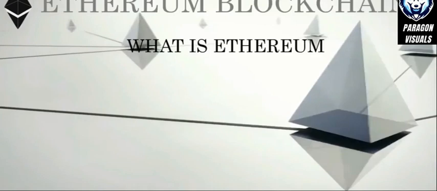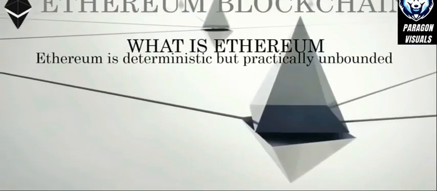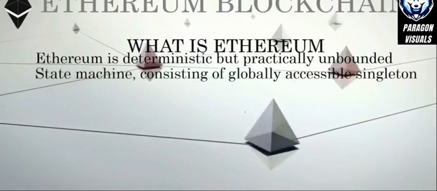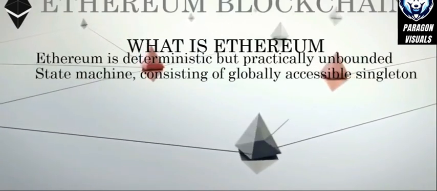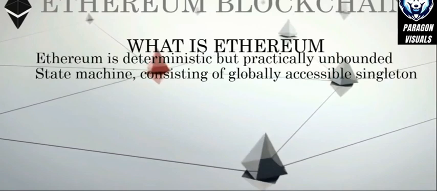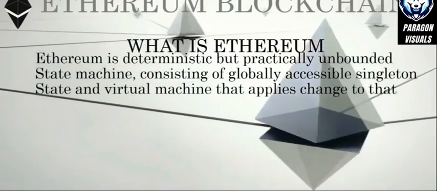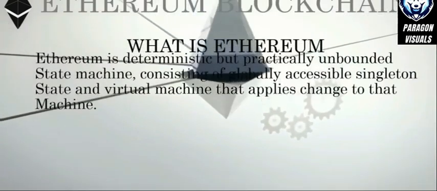Ethereum is a deterministic but practically unbounded state machine consisting of a globally accessible singleton state and a virtual machine that applies changes to that state.